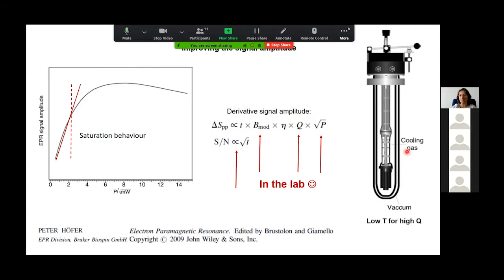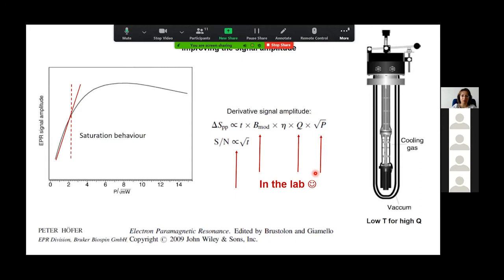You see here the cavity, which is placed in a cryostat, for which we need low pressure to keep the cooling gas to the sample at a constant temperature.